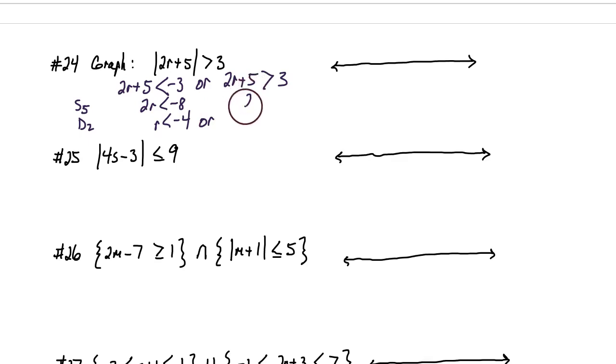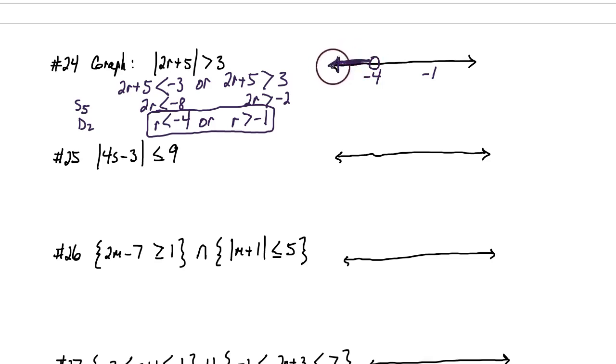When you subtract 5 over here, we get 2r is greater than -2. And then when you divide by 2, we get r is greater than -1. Here's our solution for r. This is a description of the numbers that work for r. Let's show that visually on a graph. Here's -4. Here's -1. Less than -4 are these numbers. Greater than -1 are these numbers.